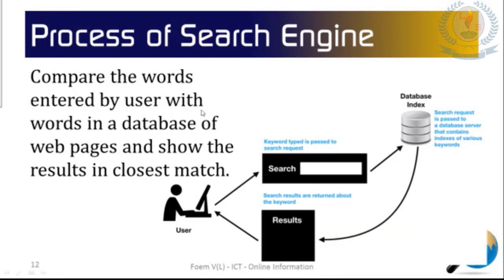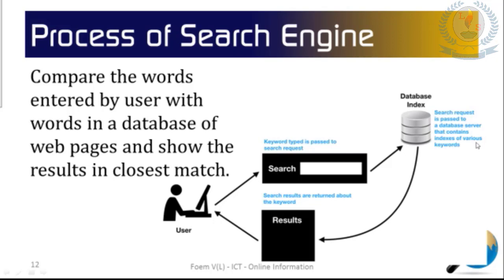What is actually happening in this search engine? As a user, you type the keywords into the search box to send the request. I want to open the results relevant to this topic. Then where will it go? It goes to a database of keywords, and from that it gives the closest match to what you have searched by typing the keyword.